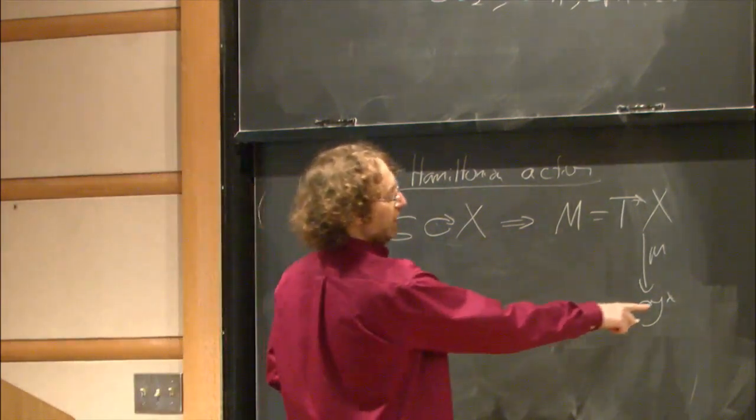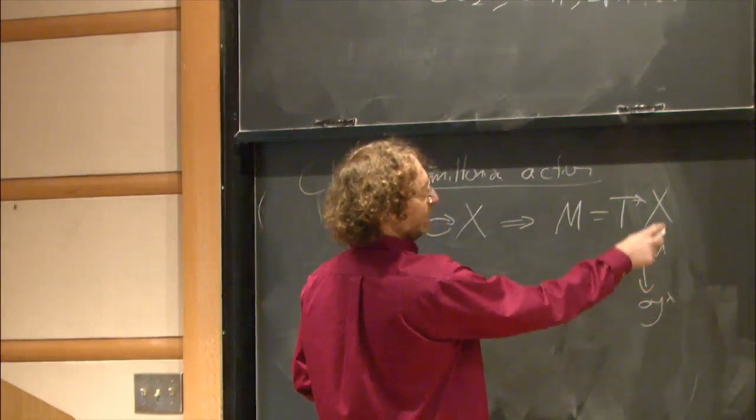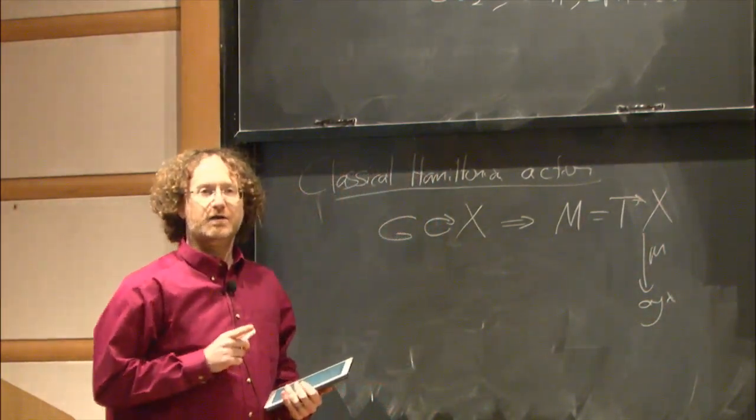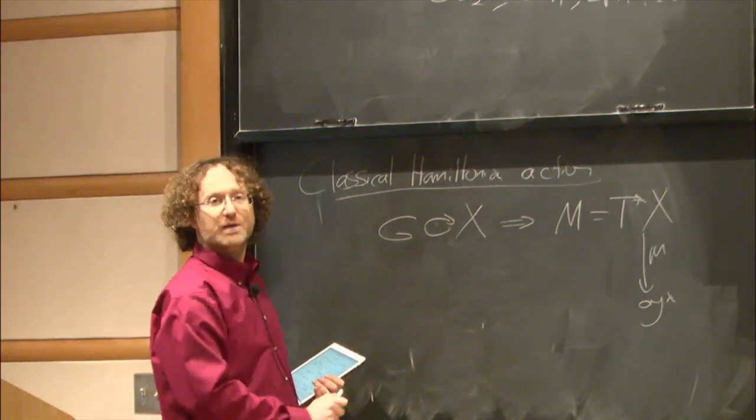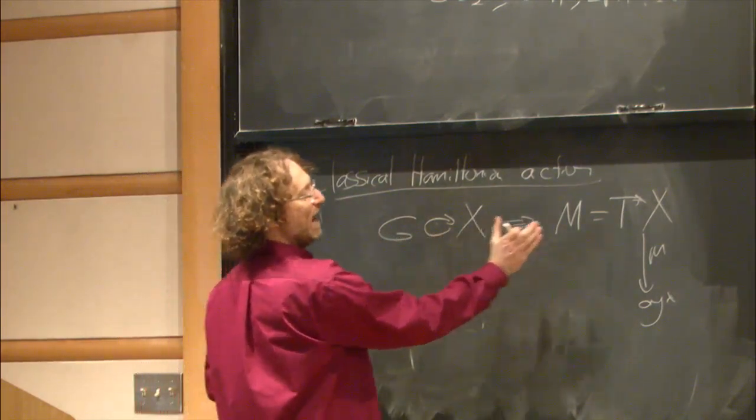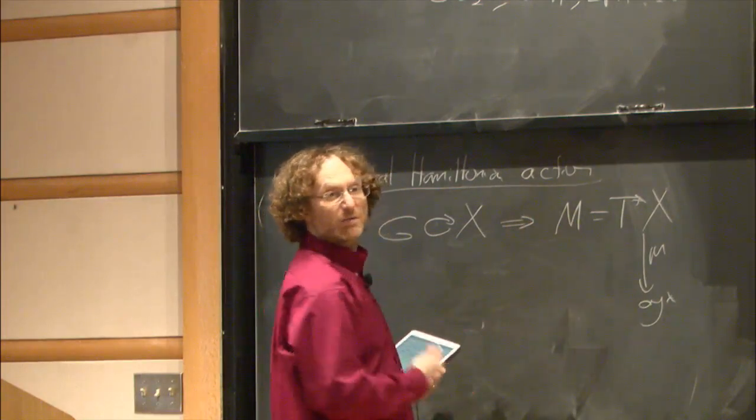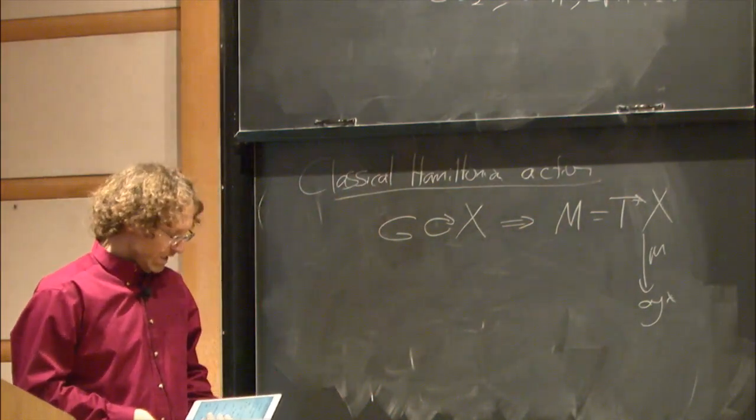And given any function on G dual, we can pull it back to T star of X and use it to generate a flow. And that will be the corresponding action of the Lie algebra. So it's an action of the group where the action of the Lie algebra is generated by Hamiltonian functions.